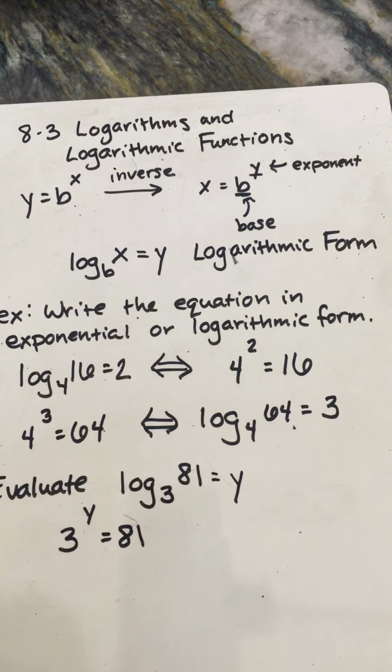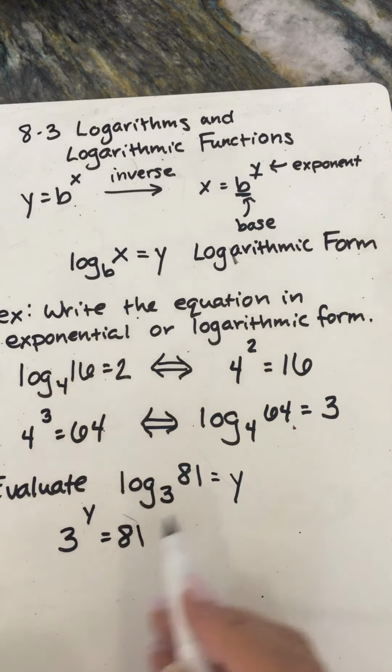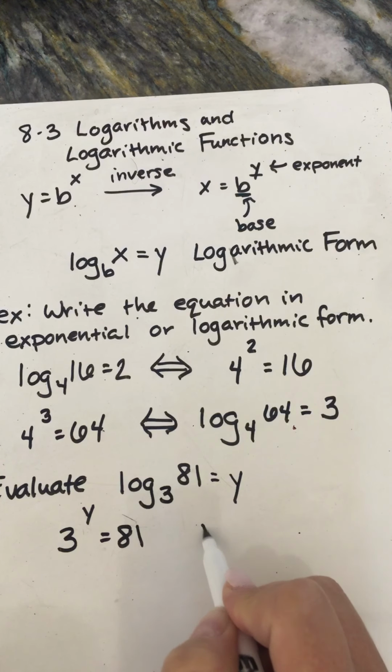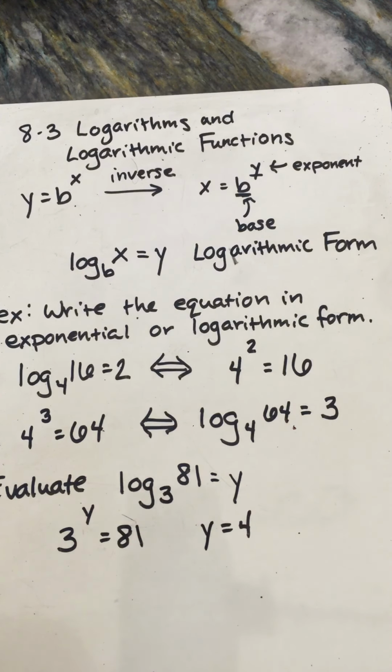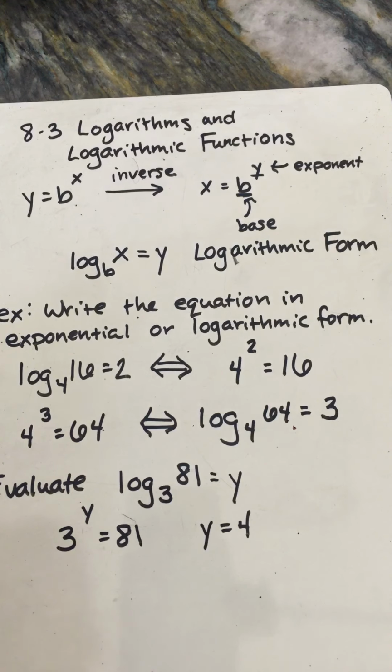So 3 to the what power equals 81? And you just kind of have to work through it. So 3 to the first, no. 3 to the second is 9. Oh, hey, if 3 to the second is 9, then it's going to be 3 to the fourth. So y equals 4. That's how you solve those guys.